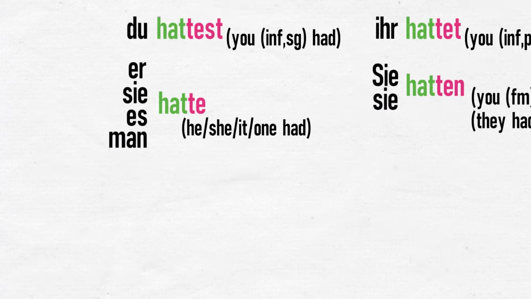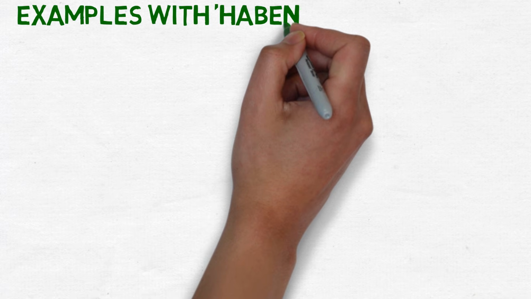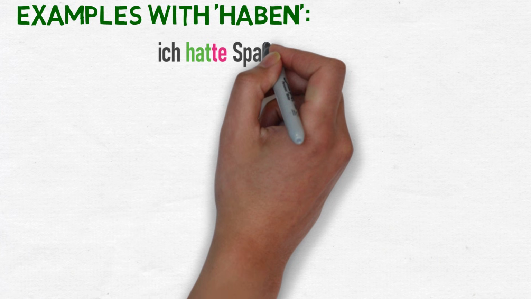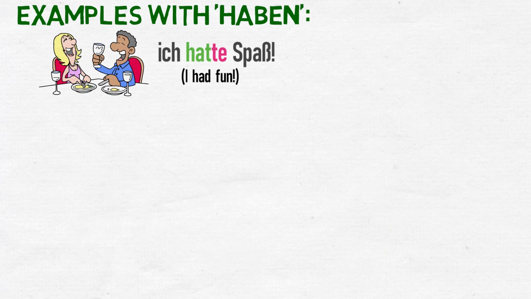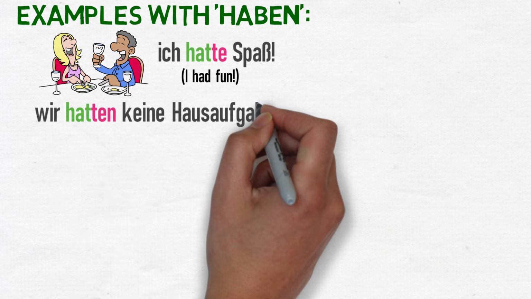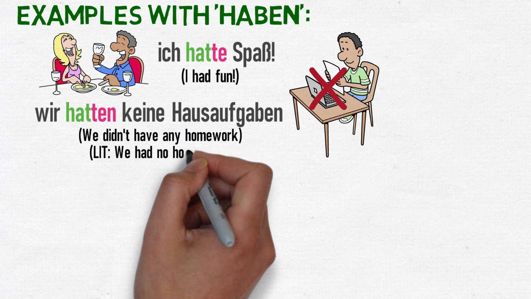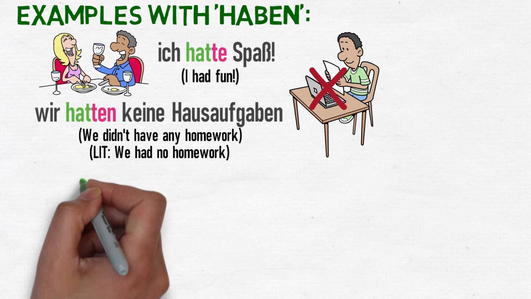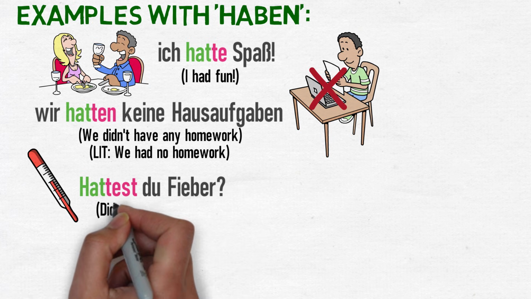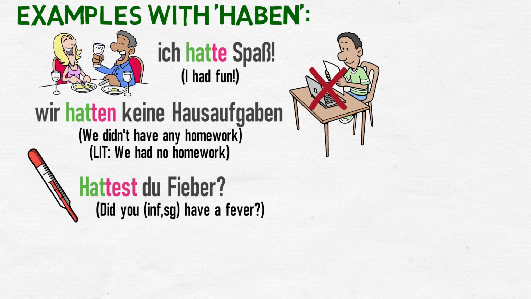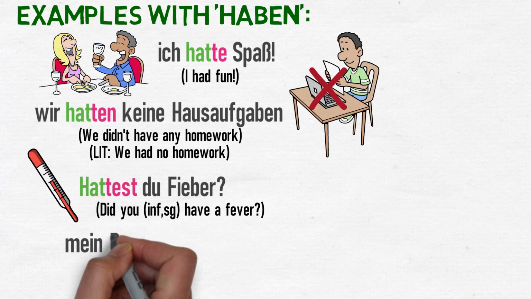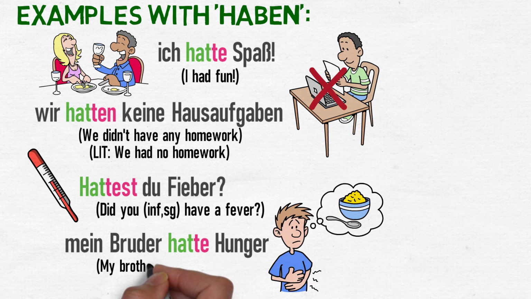Some examples of the verb haben in the imperfect tense are Ich hatte Spaß, I had fun. Wir hatten keine Hausaufgaben, we didn't have any homework, or literally, we had no homework. Hattest du Fieber? Did you have a fever in an informal singular sense? Mein Bruder hatte Hunger. My brother was hungry. Or, literally, my brother had hunger.